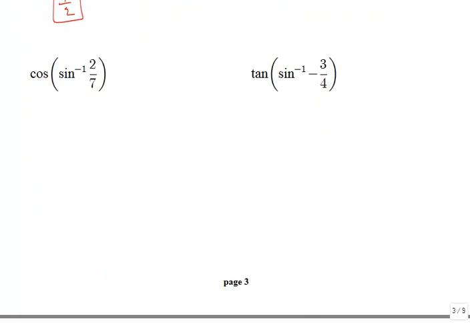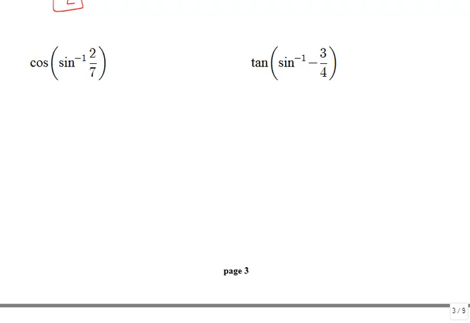Now these next two are going to get a little bit more complicated because now I'm not doing a sine and an inverse sine, so they would cancel out automatically. Here I'm taking a cosine of an inverse sine. So they aren't necessarily going to cancel each other out. Something different is going on. So here's how you would want to do these.